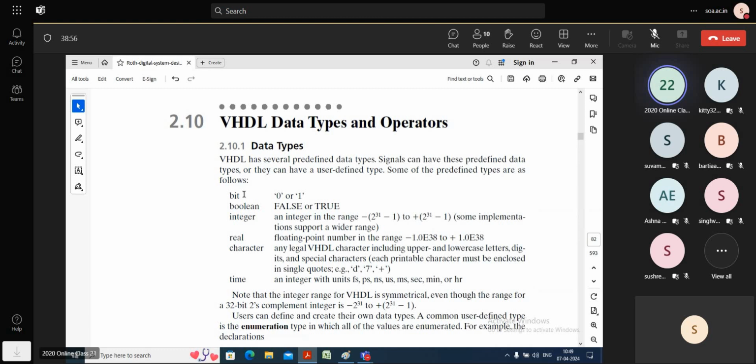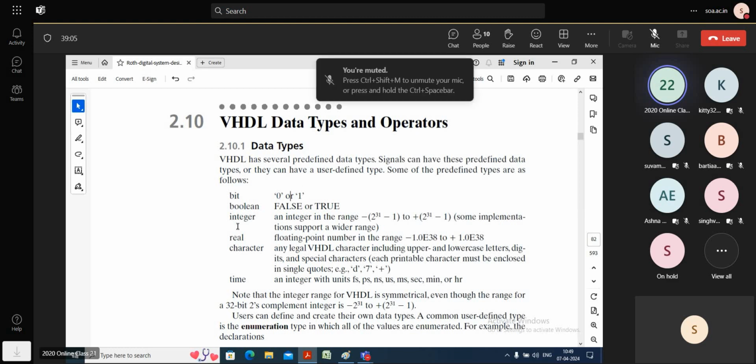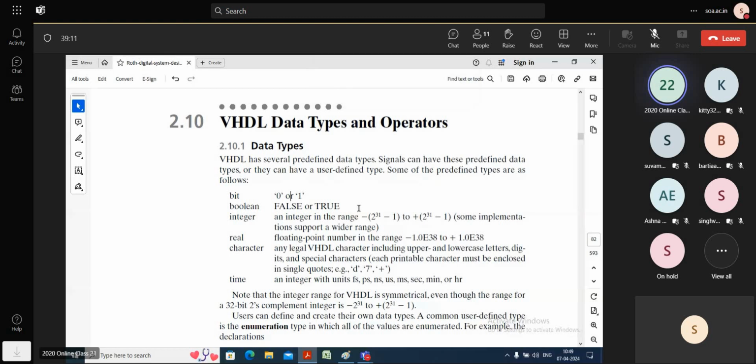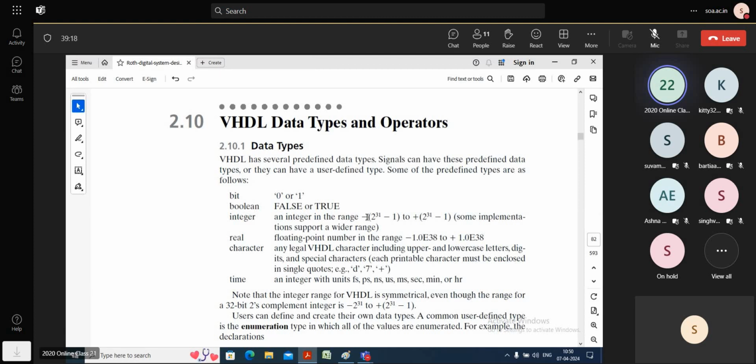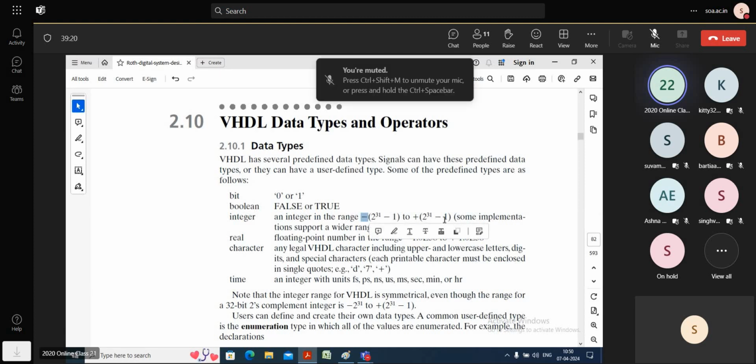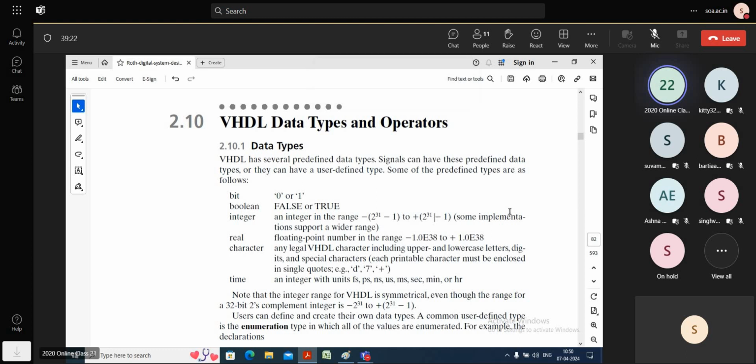As you know, bit can have the value either 0 or 1, written within single quotes. And boolean can contain the value false or true. And integer has the range from minus 2 to the power 31 minus 1 to plus 2 to the power 31 minus 1, and some implementations can support a wider range.